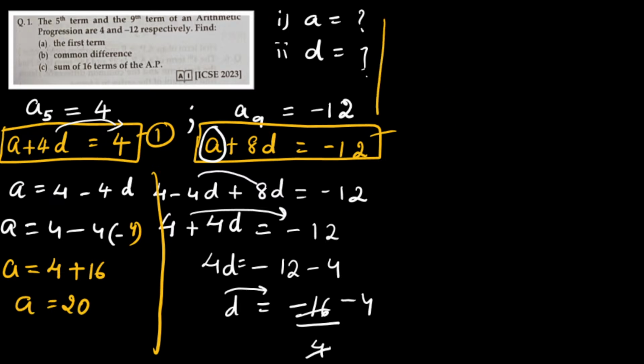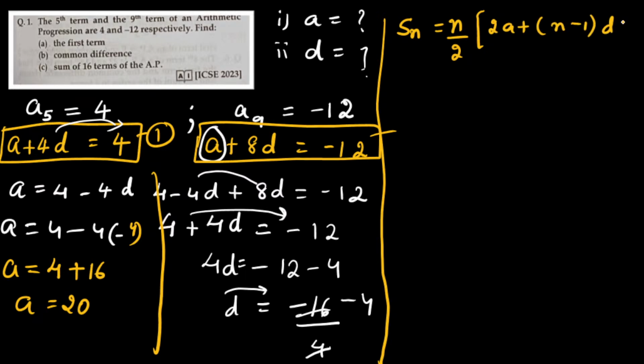And now we have to find S16. So for Sn, the formula we'll use is Sn is equal to n by 2 into 2a plus n minus 1 into d. We have to find S16, so that means n is 16 here. Whatever n's value is here, the same you have to substitute here also.